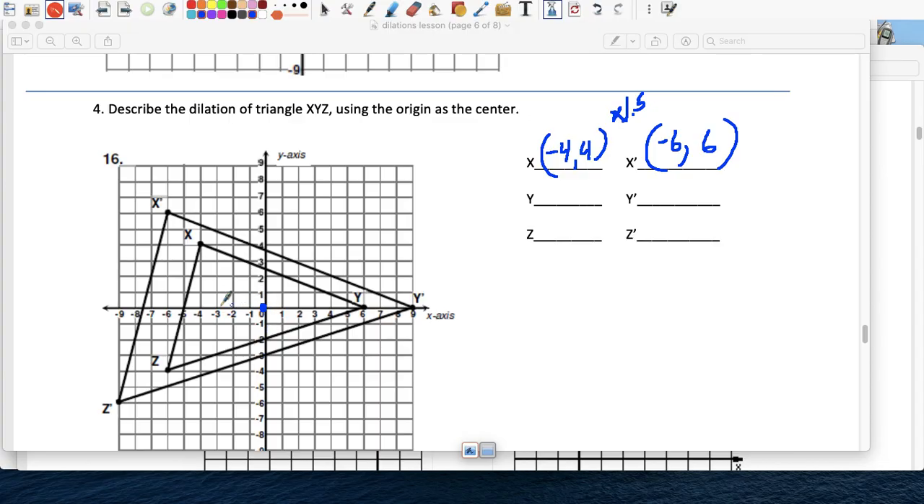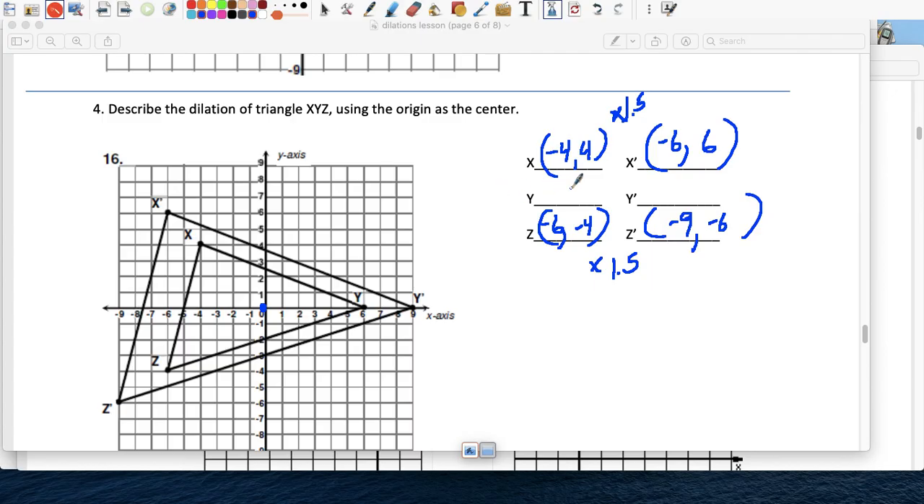Let's look at point Z. Point Z, you go 6 to the left, -6, and 4 down. To get to Z prime, well, it would be 9 left, and how many down? 6 down. Again, if you multiply all these points times 1.5, -6 times 1.5 is -9, -4 times 1.5 is -6, and point, what is this, Y?